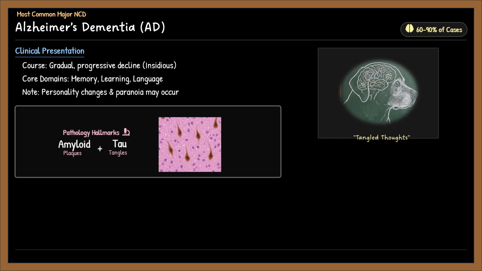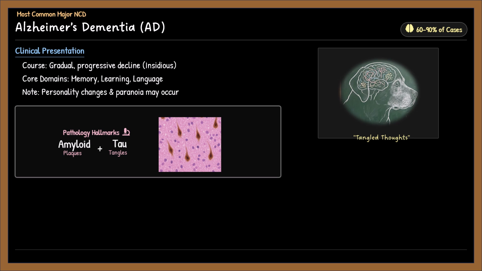Now, it's also important to know what does this look like on a histology slide. So these patients are going to show amyloid plaques and tau tangles. I have a picture here, but I recommend you Google several images so that you can recognize it on the exam, because they may just show you the histology slide and ask, what is this?